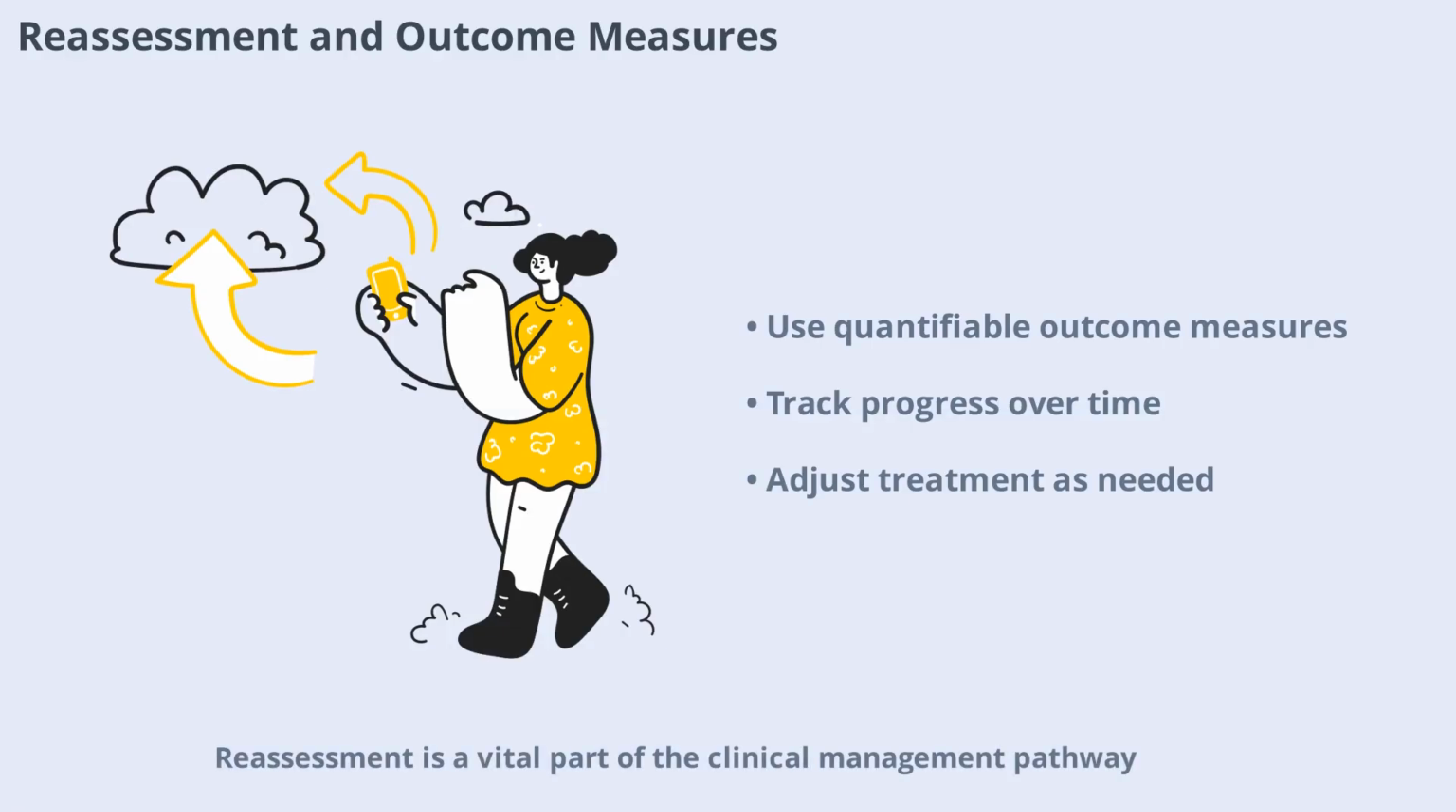Reassessment is a vital part of the clinical management pathway. Therapists must regularly evaluate the patient's progress using outcome measures that are quantifiable, relevant, practical, cost-effective, valid, and reliable. These measures help track changes over time, guiding further adjustments to the treatment plan. By focusing on measurable outcomes, therapists can demonstrate the effectiveness of their interventions and ensure continuous improvement.